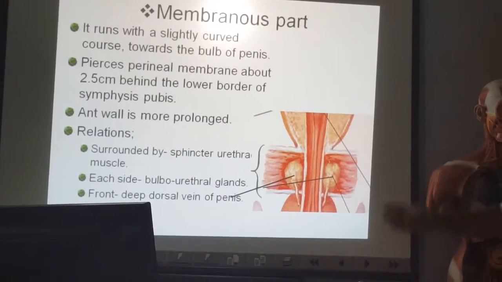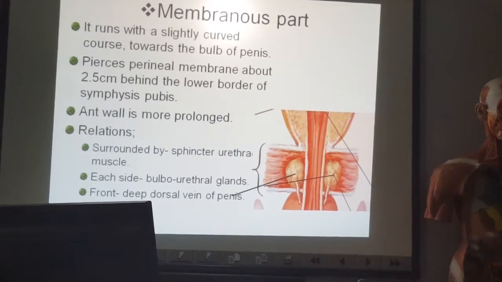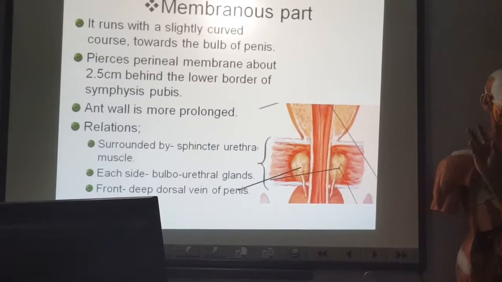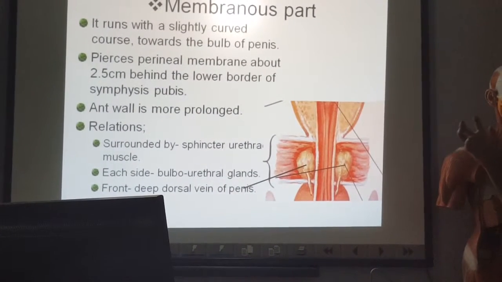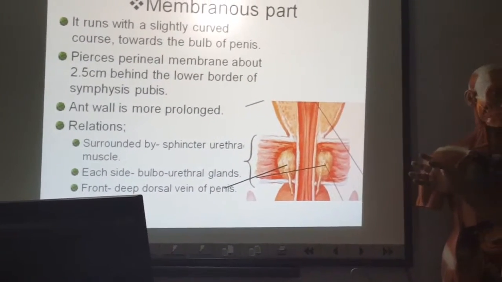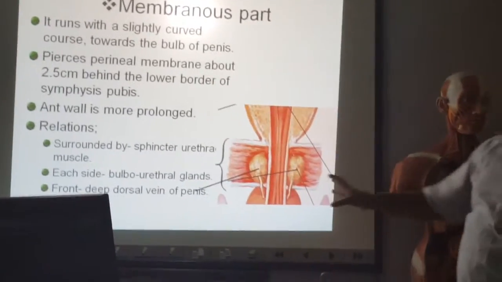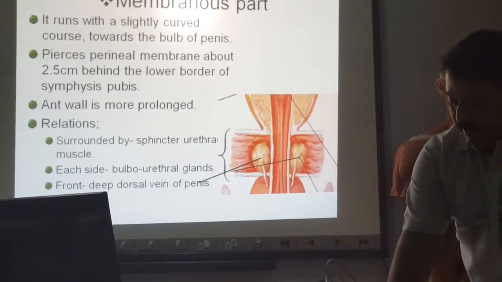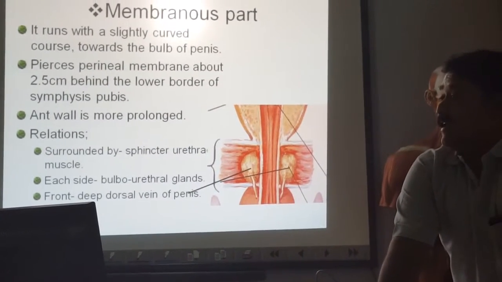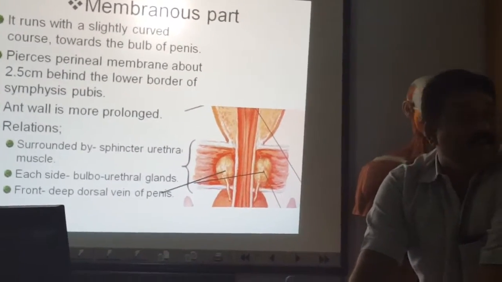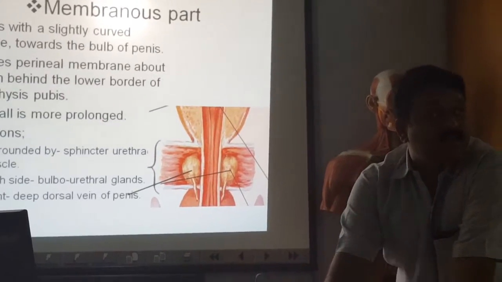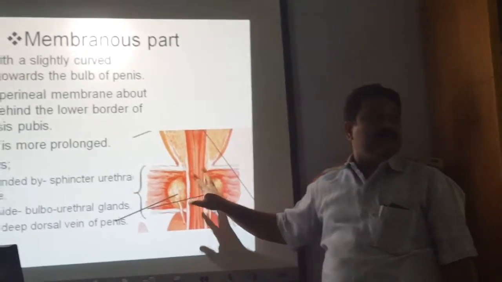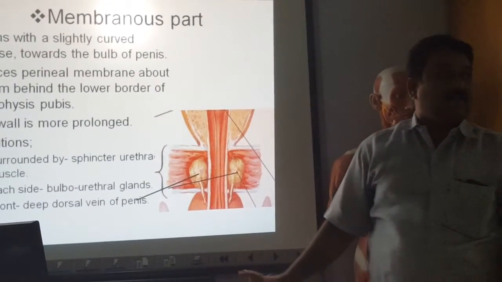About the relations, it is surrounded by the sphincter urethrae muscle, the external sphincter in the urogenital diaphragm, and on each side the bulbourethral glands are present. At the front there is the deep dorsal vein of the penis. Which gland is this? The bulbourethral gland within the urogenital diaphragm.